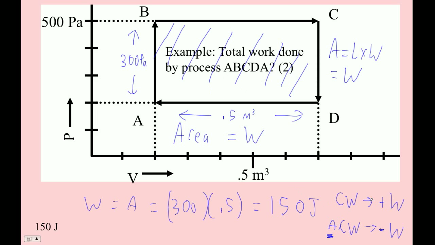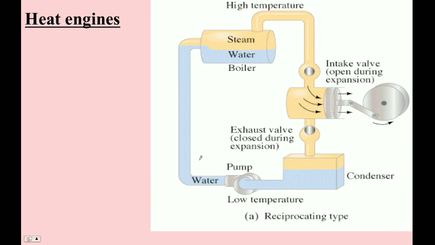Clockwise is positive work. In general, just remember if it moves out at high pressure, it's doing more work on the world, and if it moves in at low pressure, the world does less work on it. So that's the other way to do this.